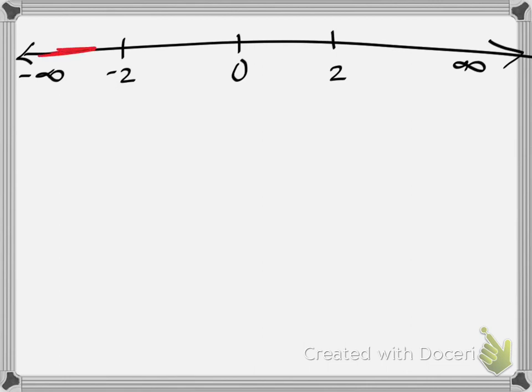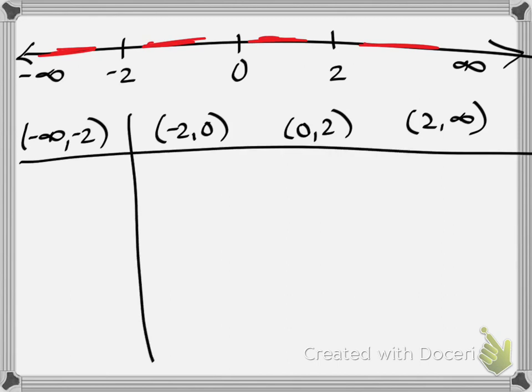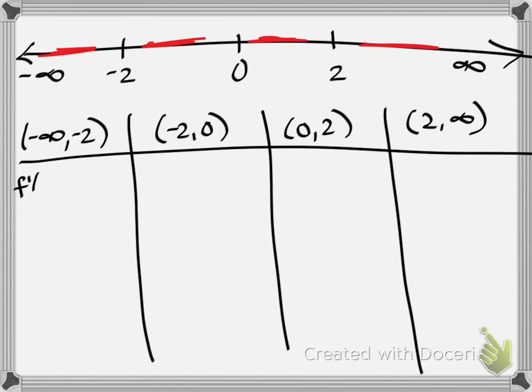So you can see the different intervals that we're going to have to test. So we have negative infinity to negative 2, negative 2 to 0, 0 to 2, and 2 to infinity. And we'll be testing the values in these intervals in our derivative. So let's choose nice numbers like negative 3. A number between negative 2 and 0 will be negative 1. I could choose positive 1, and I could choose 3.